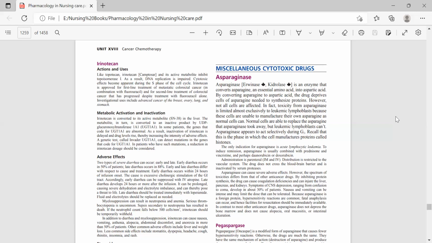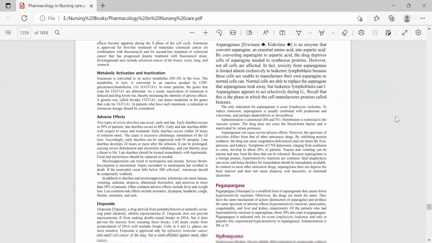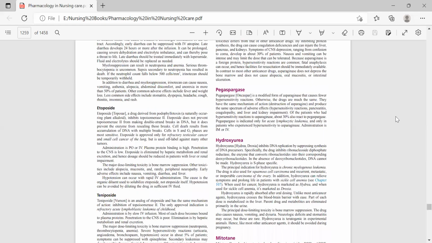Because asparaginase is a foreign protein, hypersensitivity reactions are common. Fatal anaphylaxis can occur, hence facilities for resuscitation should be immediately available. Unlike most anti-cancer drugs, asparaginase does not repress the bone marrow and does not cause alopecia, oral mucositis, or intestinal ulceration. Another drug is pegaspargase, which is very similar to asparaginase. Read it on your own.